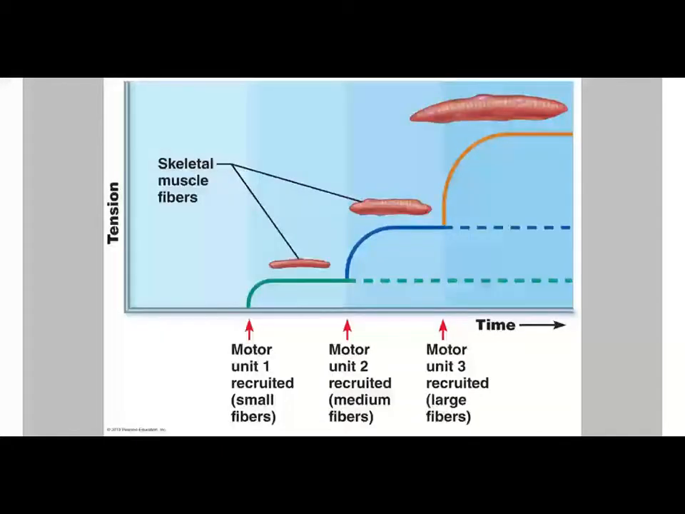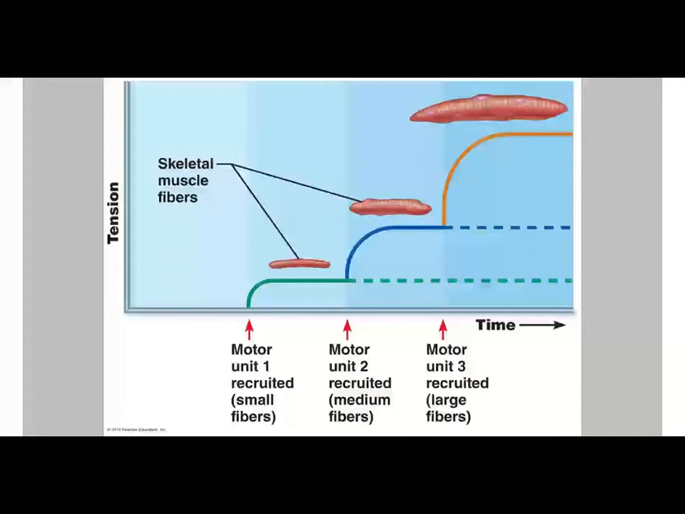In this graph, we're actually looking at the size of the muscle cells, the size of the muscle fibers, and how they relate to tension or strength of contraction. Here we see a very small muscle cell that has a certain tension, but a larger muscle cell is able to contract with more tension, provide more contractile force. A very large muscle cell is able to provide a lot of contractile force. So the larger the muscle cell, the greater the strength of contraction.